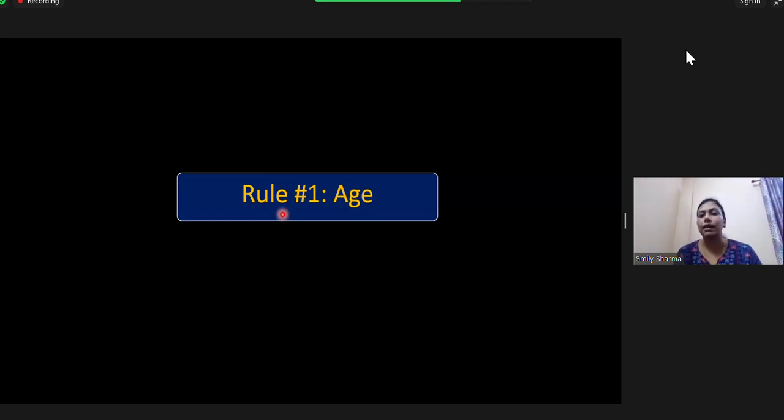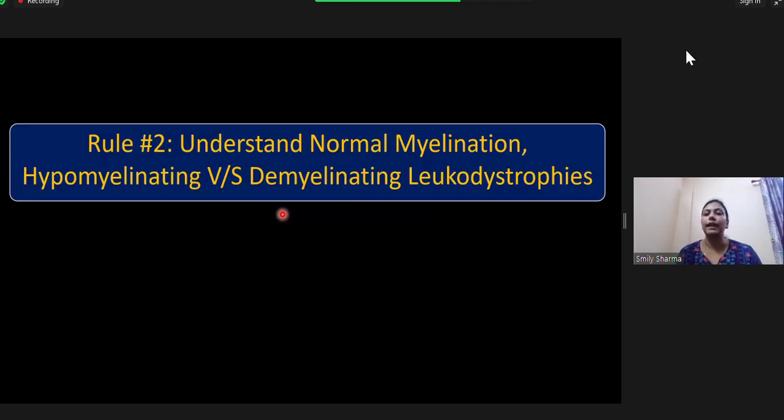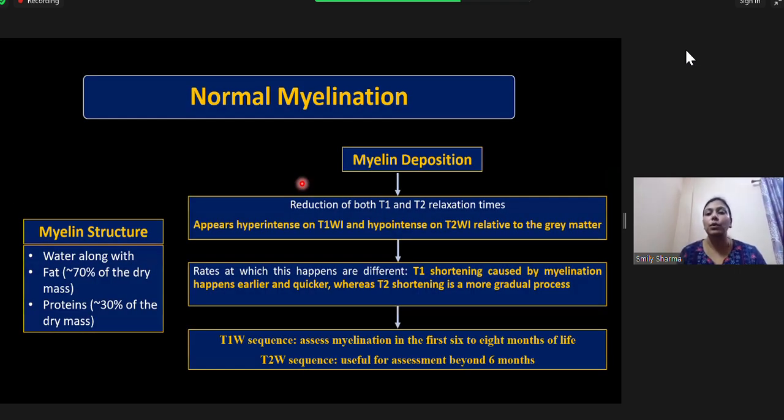The second thing, after looking at the age, is to understand whether the patient has normal myelination, hypomyelination, or demyelination or dysmyelination. As we all know, myelin structure is composed of water, and 70% of its dry mass is fat. Because of this, myelin deposition leads to reduction of both T1 and T2 relaxation times, and normal myelin appears hyperintense on T1 and hypointense on T2 relative to the gray matter.